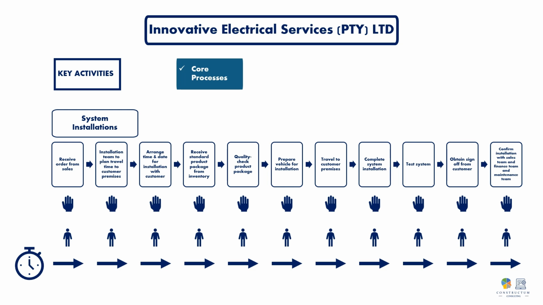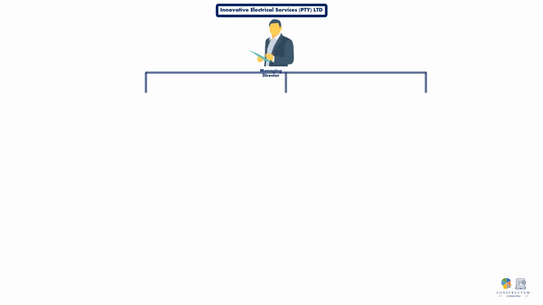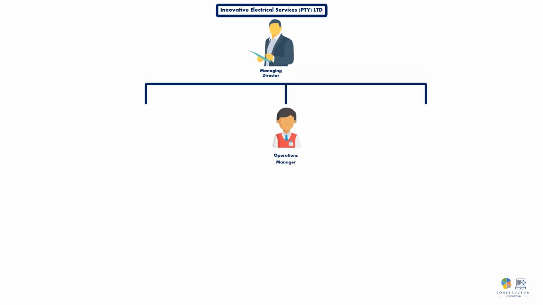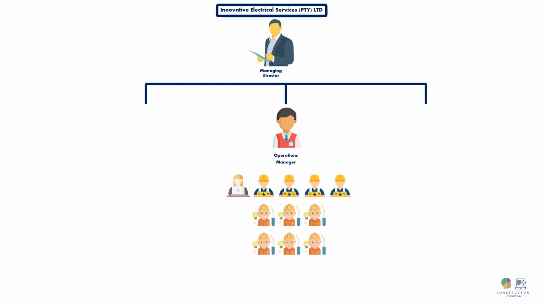Defining roles. Earlier, when reviewing and redesigning the business model for IES, refer Part 1, Step 3C, Karel identified the following roles. An operations manager with the following reports: 1 inventory administrator, 3 installations team leads, 1 maintenance team lead, 6 installation technicians, 2 maintenance technicians, and 1 technology specialist.